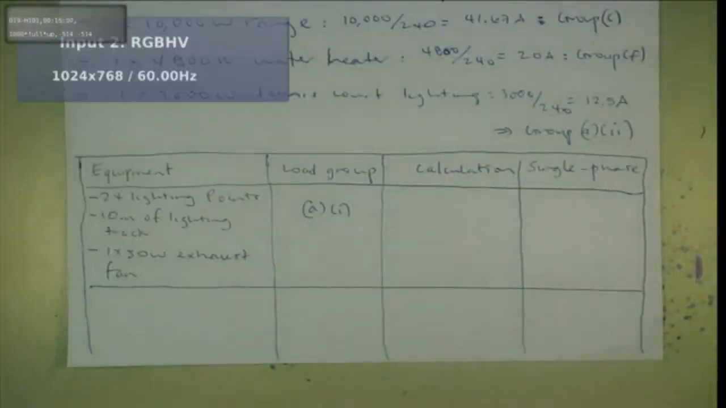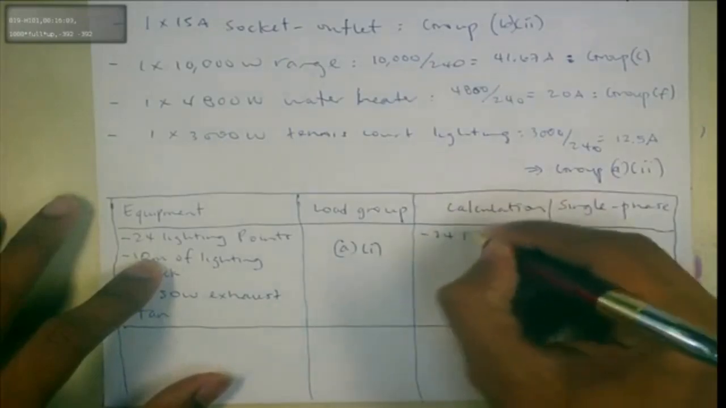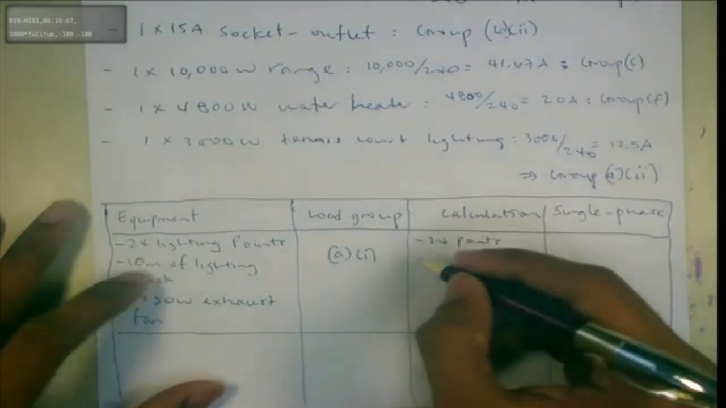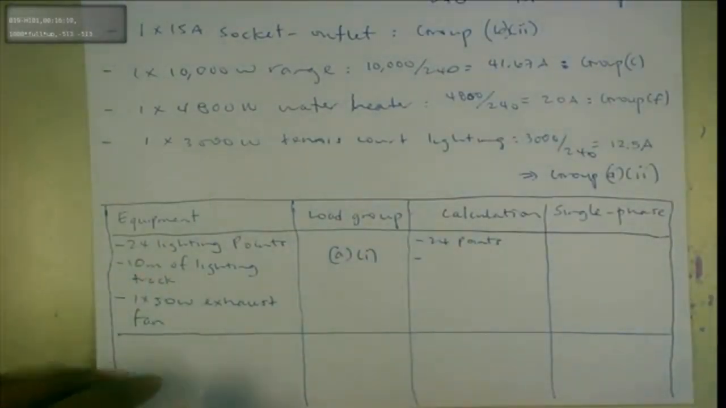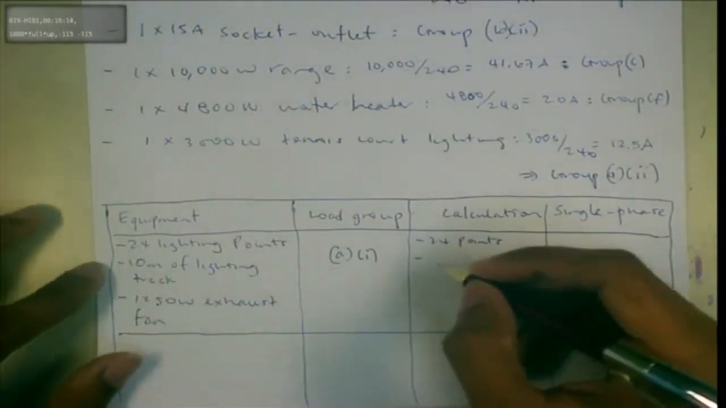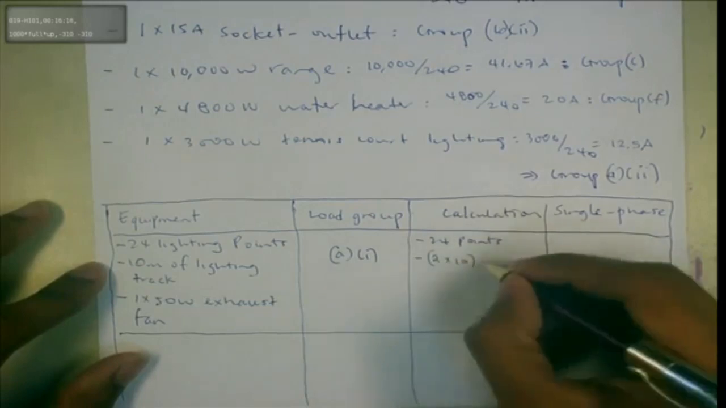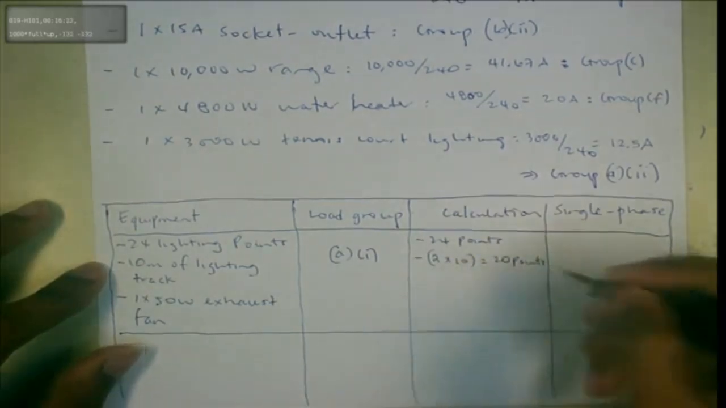So let's just write down for lighting points, it will always be 24 points. For 10 meter lighting track, it is 2 points per meter. That means it will be 2 times 10, which is equal to 20 points.